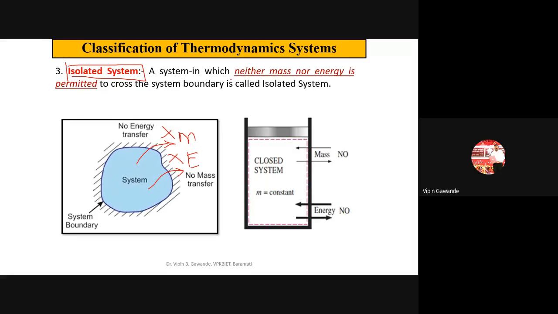A system in which neither mass nor energy is permitted to cross the system boundary is called the isolated system. So this is the third type of system. Now you can easily differentiate here. This is M and E, and we have three types of system. You can define it like this. If both are permitted, open system. If only energy is permitted, then it is closed system. And if both are not permitted, then it is what? Isolated system.